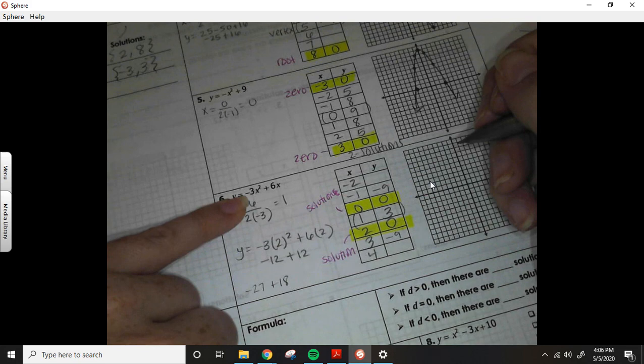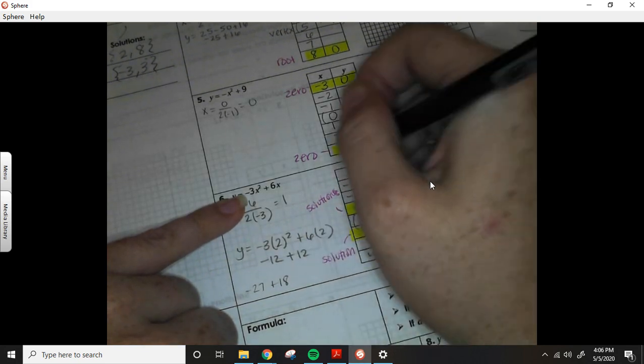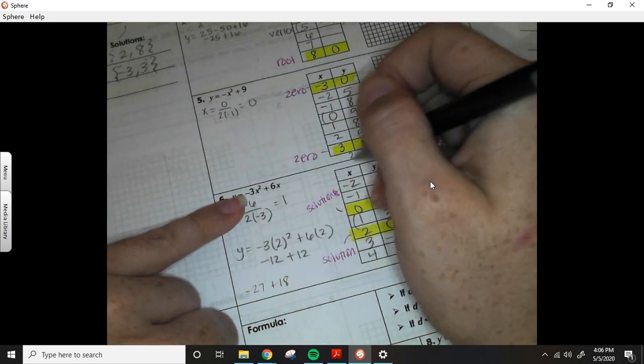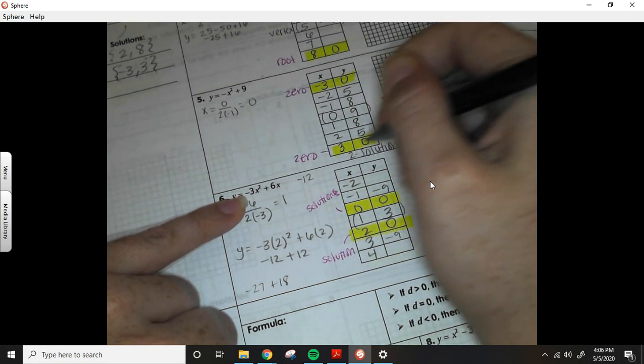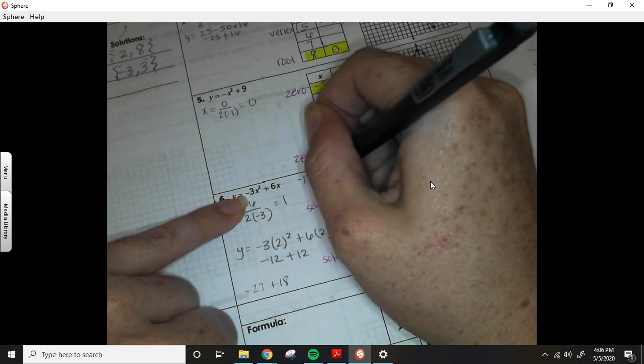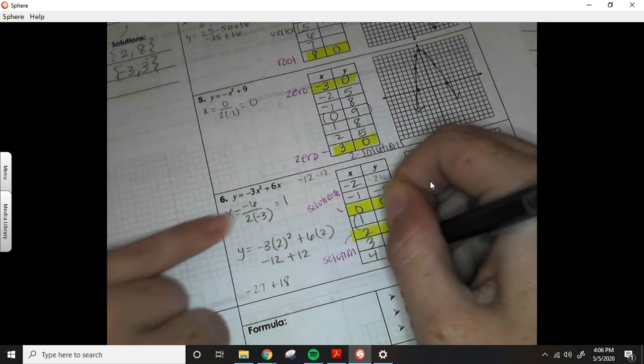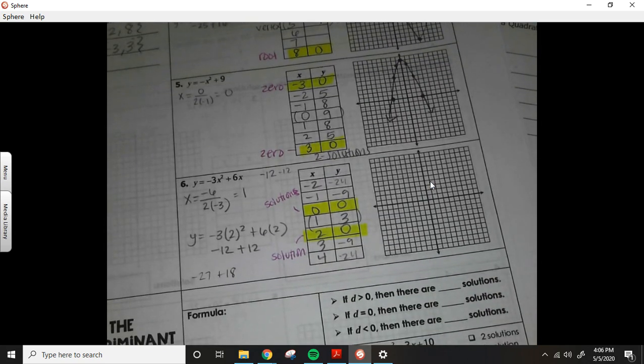2, we have 4. If you plug in -2, you have 4, -12, minus 12, -24. Okay, this one's very narrow because look, the factor of a is -3.